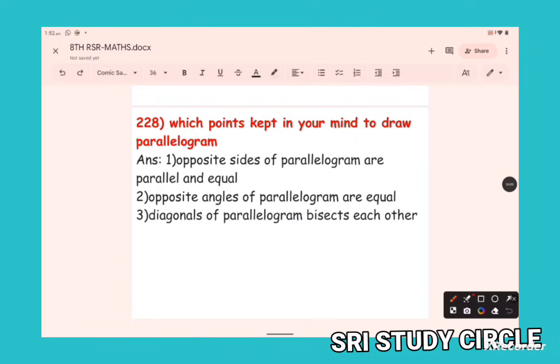Which points do we keep in mind to draw a parallelogram? Opposite sides are parallel. Opposite sides are equal. Opposite angles are equal. The diagonals bisect each other. These are the properties of a parallelogram.